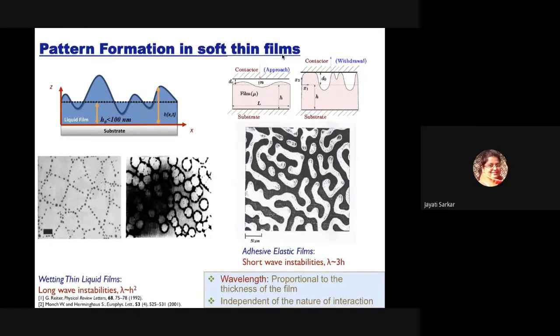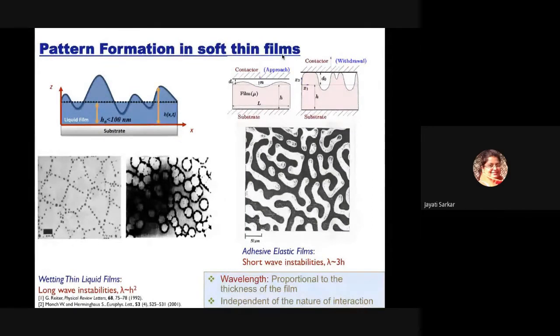So there is a hysteresis present in this type of instabilities in elastic films, and the difference between these two types of instabilities is that these instabilities are much shorter wave. For example, the wavelength, the distance between two patterns, is actually 3h, which varies as the thickness of the film. So it is short wave, which is very much different from the liquid films, which are long wave, right?